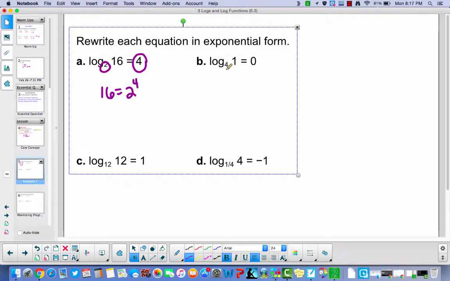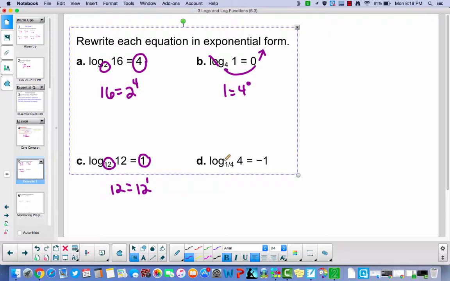So let's try this one. What's the base? 4. So we're going to drop this log, we're going to take this base over, and we're going to move the exponent up. So 1 is 4 to the 0 power. Same thing here. What's the base? The base is 12. What's the exponent? 1. What does it have to be equal to? So 12 equals my base to this exponent. Is 12 to the first 12?